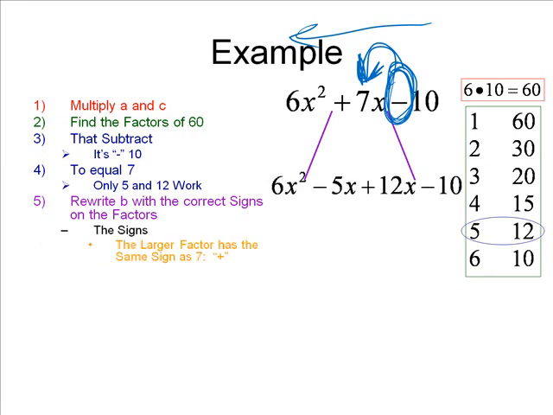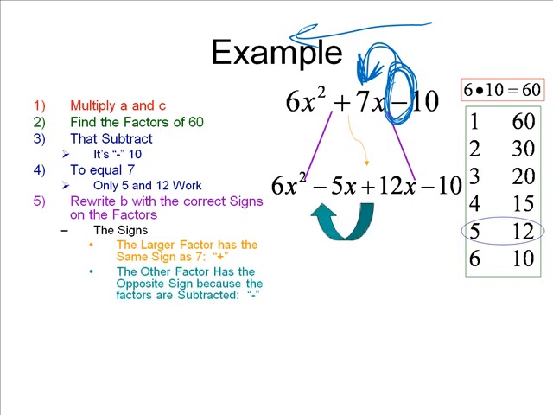We rewrite the B term using the correct signs. So instead of 7x, we want to use the 5x and the 12x. The larger factor gets the same sign as the B. The other factor gets the opposite in this case because we're subtracting. If we had been adding, if this had been plus 10, then we would have been adding, and we would want both signs here to be the same. However, since we were subtracting, then they need to be opposite. The larger of the two gets the same sign as the B, the other one is going to be opposite.